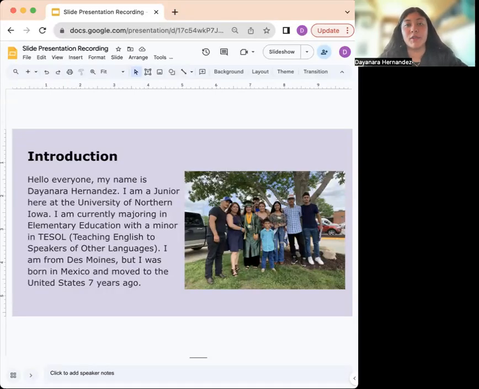I am a junior here at the University of Northern Iowa. I'm currently majoring in elementary education with a minor in TESOL, teaching English to speakers of other languages. I am from Des Moines, Iowa, but I was born in Mexico and I came to the United States 7 years ago. Here's a picture of my family and I when I graduated from high school.